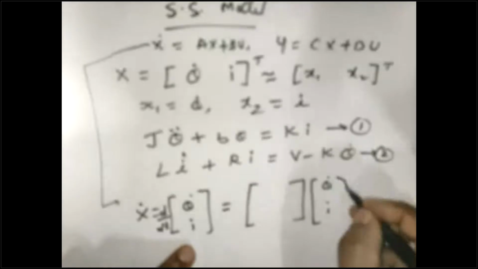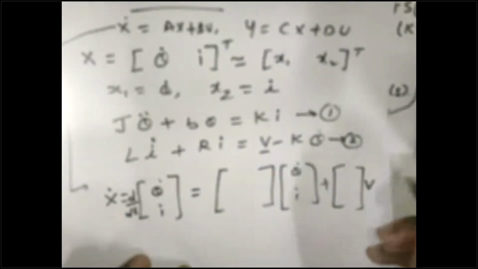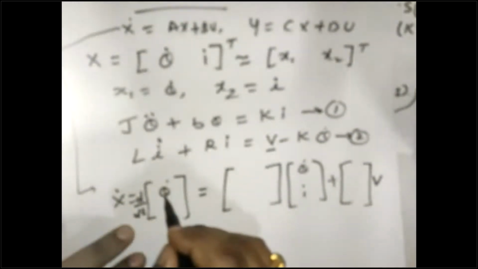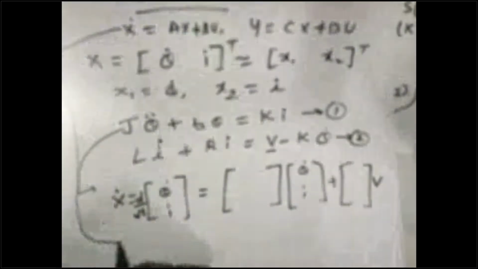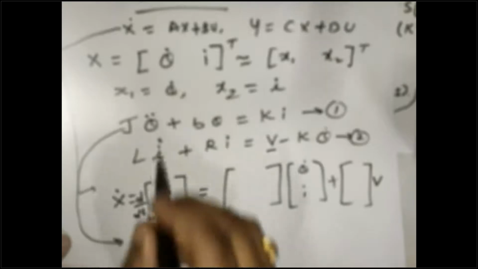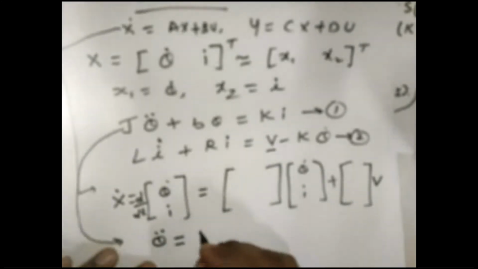Theta dot into I plus some expression into my input. Input is V here. So how do I write this one? Theta dot is nothing but theta double dot. So from this expression, what I can write here is theta double dot equal to K I.